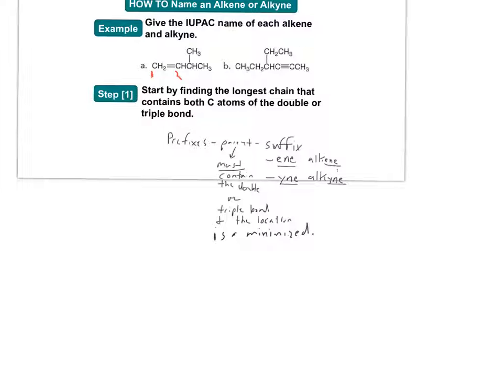1, 2, 3, 4. So I'm going to draw a zigzag. 1, 2, 3, 4 carbons. I look back up. I've got a double bond between carbons 1 and 2. So 1, 2, 3, 4. So 1, 2. Then carbon 3 has this methyl group bonded to it here.